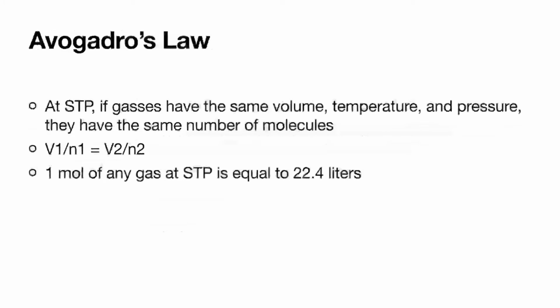So that means if you have 1 liter of argon at 273 Kelvin and 1 atm, and you also have 1 liter of neon at 273 Kelvin and 1 atm, those are going to be the same number of molecules. So the equation for this is volume 1 over moles 1 equals volume 2 over moles 2.